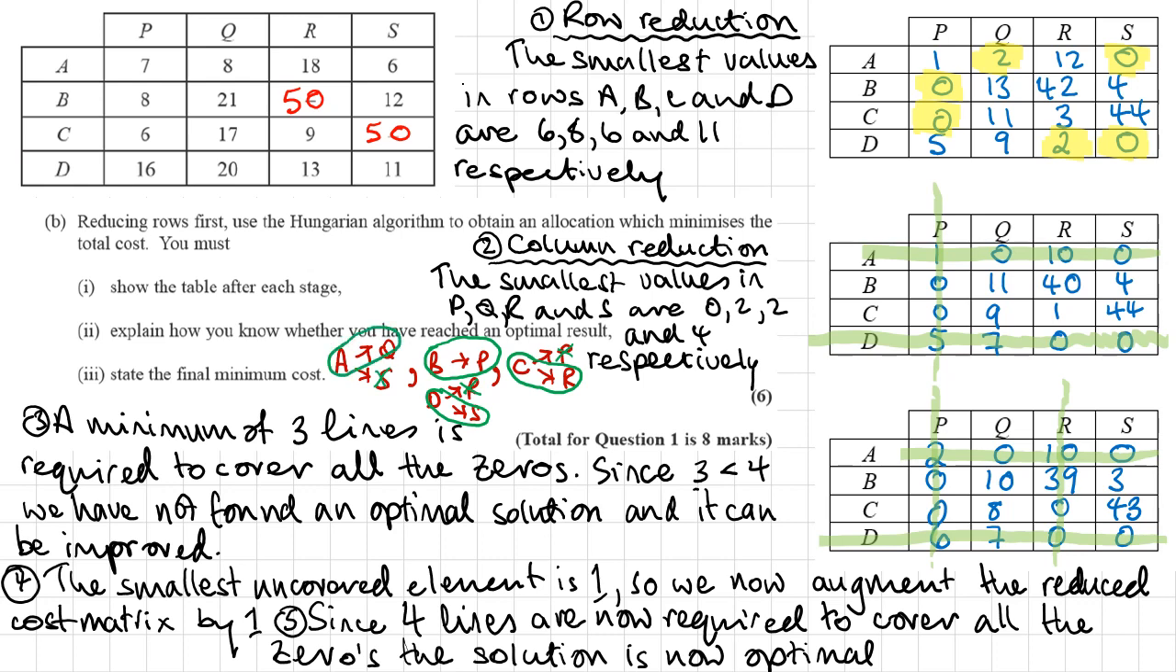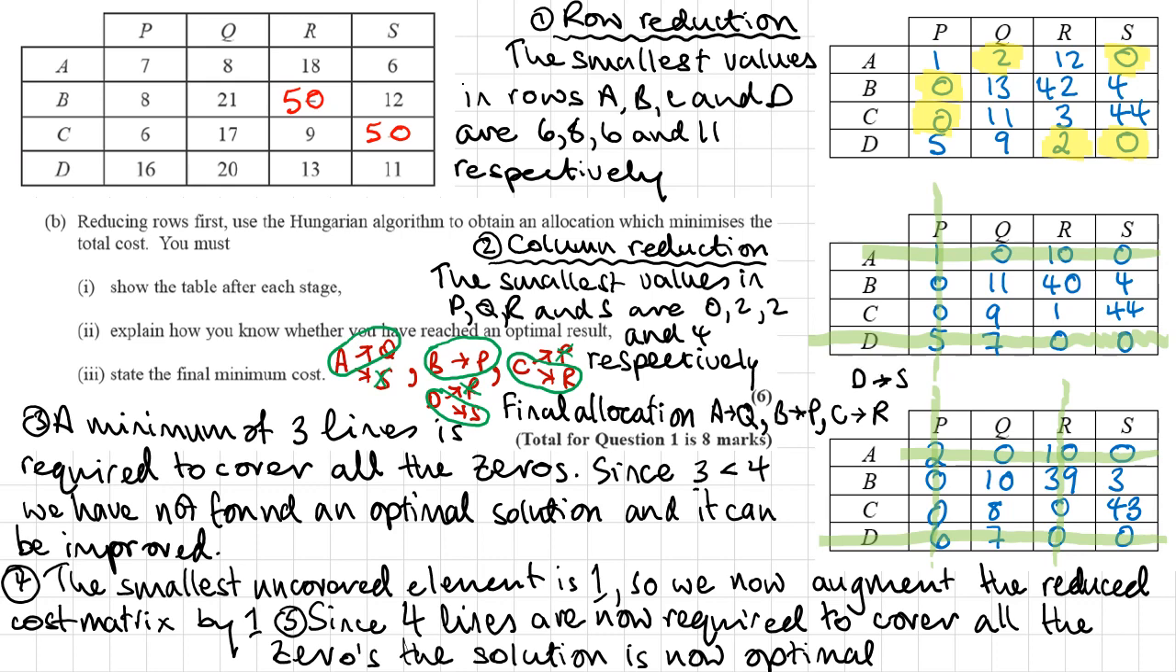So my final allocation, let's do this here. So final allocation is going to be A with Q, B with P, C with R, and D with S. Okay, so let's just highlight that.